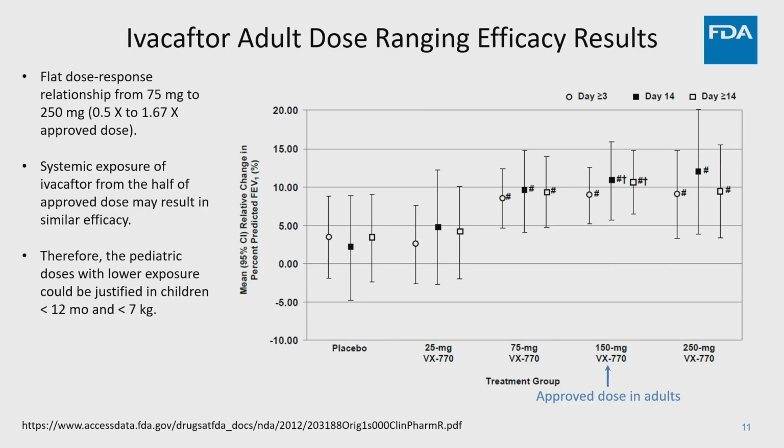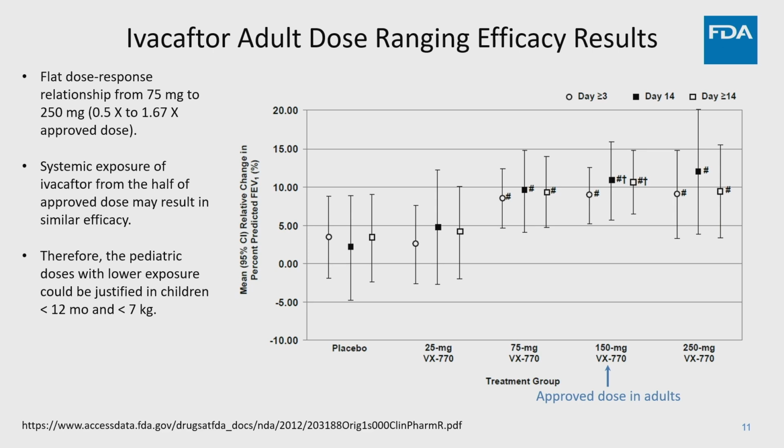Based on this adult dose ranging study, in the figure you can see that for the 25 milligram dose, the efficacy response for ppFEV1 looks similar to placebo, which means at the 25 milligram dose, it doesn't work quite well. There's no efficacy. For the other three, 75 milligram, 150 milligram, and 250 milligram doses, they respond quite similarly. So there's a flat dose response from 75 to 250 milligram.